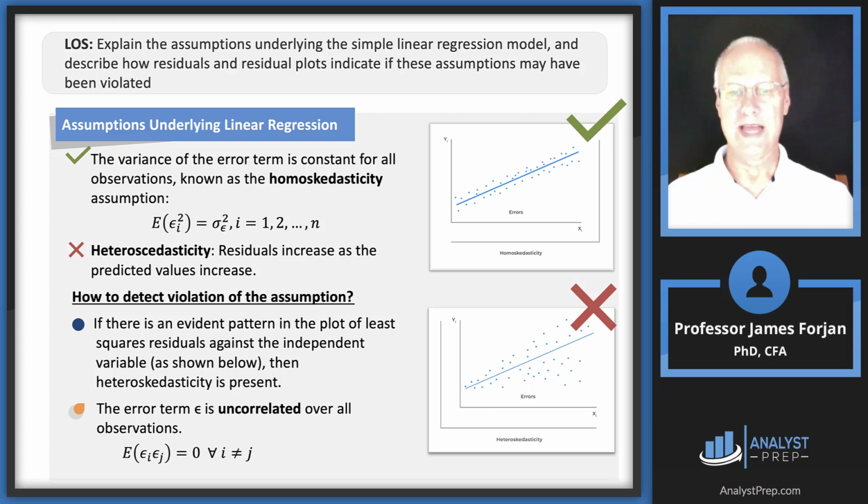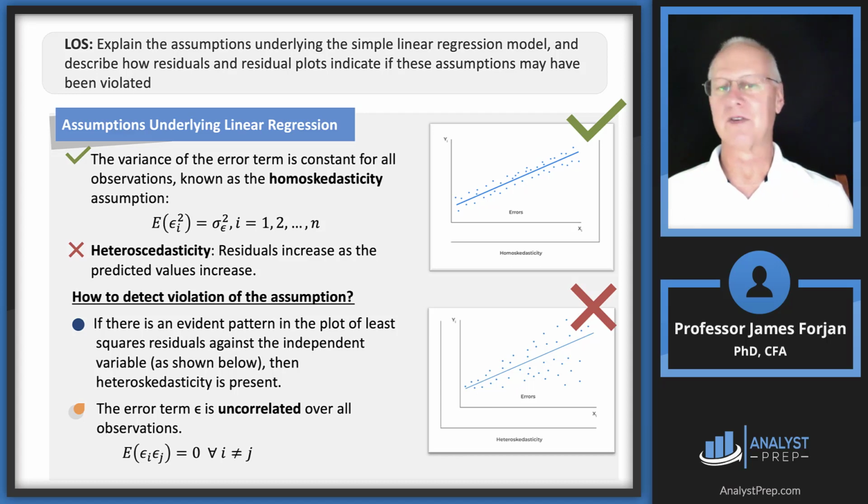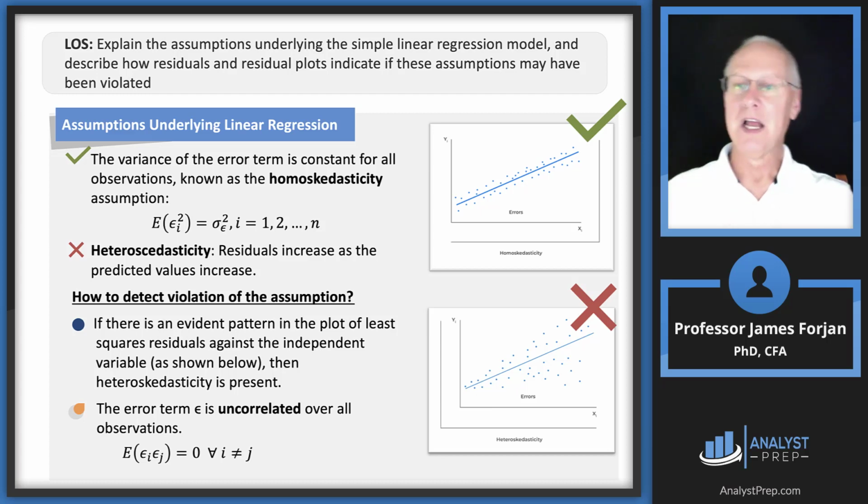And so how do we detect it? What we're going to do is the exact same thing that we did here in these two illustrations: plot the least squares residual against the independent variable, and then you'll be able to just visualize and tell. Now, there are some more advanced tests that we'll learn about in future readings, but for now, this is probably sufficient.